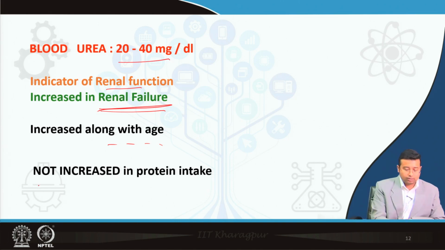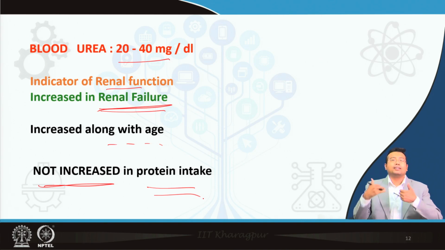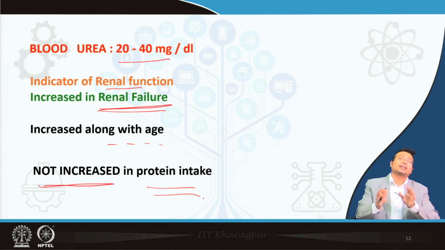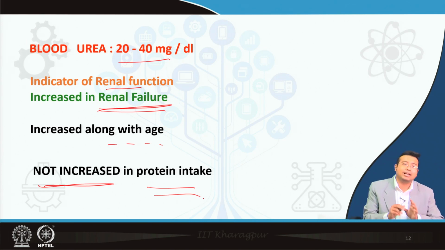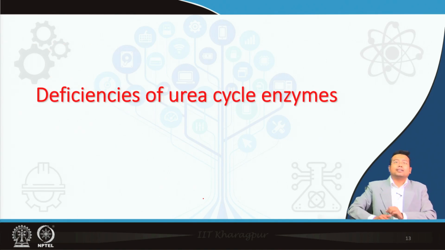Very important, it is not increased by protein intake, alright. Whenever the excretory system is working, no matter how much urea is produced by the urea cycle, in spite of a high protein diet, urea will be cleared and washed out in urine. So, only if the excretion system is at fault, the outbound system is problematic, will the level of urea rise, alright.